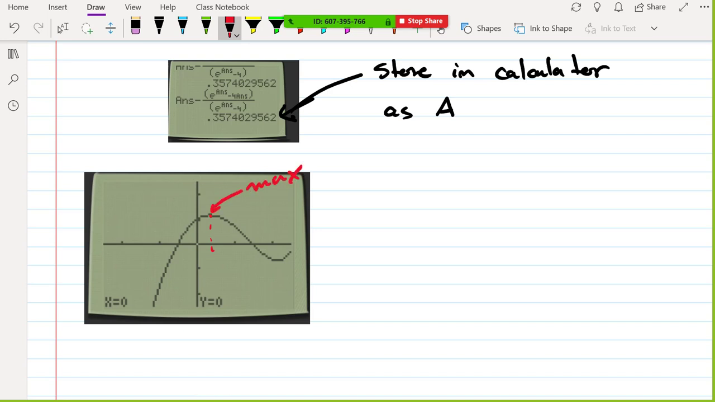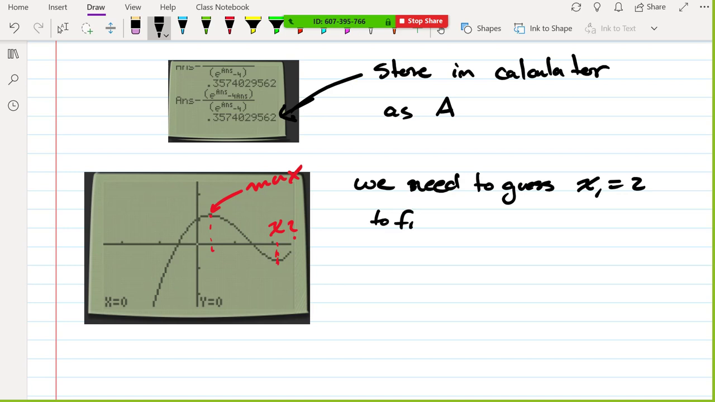So if we look out here, there's another critical number, right? And it's going to be here. And we don't know what it is, but what should we use as a guess if we're trying to find that critical number? Well, we're going to need to guess something not 0. So we need to guess, say, x1 is equal to 2 to find the other critical number.